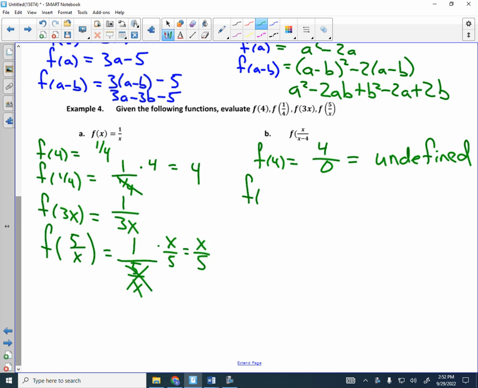F of 1/4, this will test us a little bit here. I have 1/4 in the top, and then in the bottom, I have 1/4 minus 4.